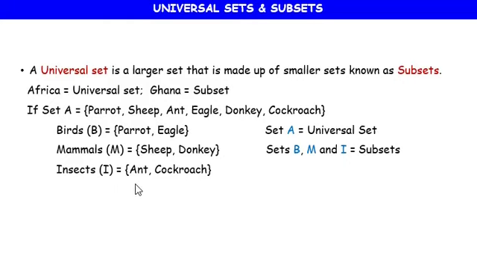So it means we can have other sets under the bigger set A. We can say set A is a universal set, and then set B, set M and set I are subsets. So that is the general concept of universal set and subset. The universal set is the broader or larger set, and the subset is the smaller set, the subdivisions within the bigger set. I believe it's well understood. Okay, let's move on.